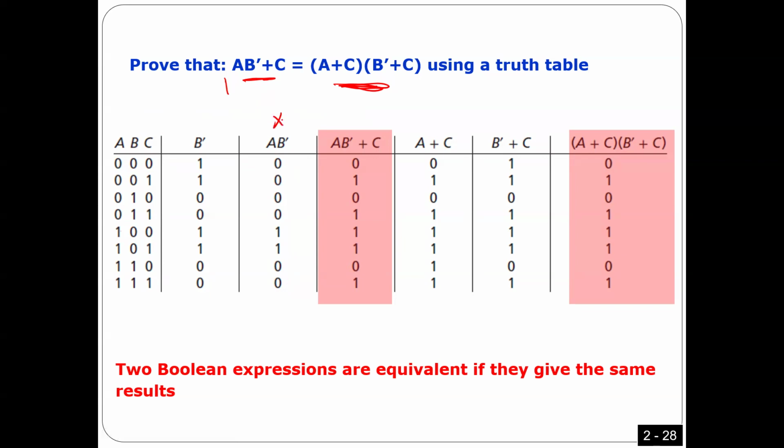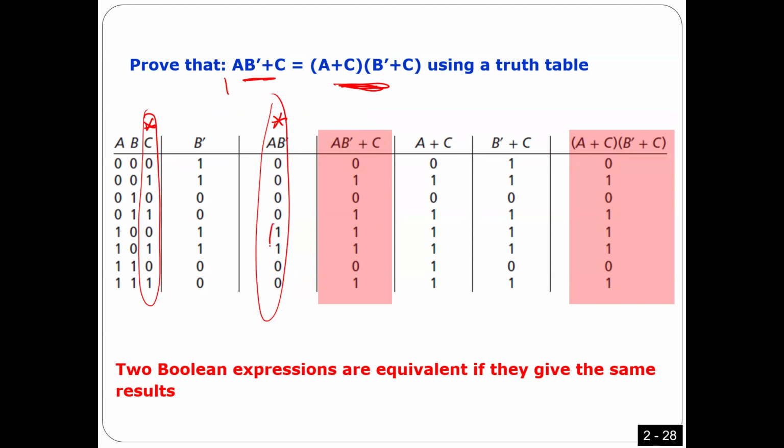So I have this column here and C, this column here. I'm going to do OR between this column and this column. And as I told you before, in case of OR, look for ones. When one input is 1, you don't even need to look at the other input. The output is 1. Okay, and that's what I did.